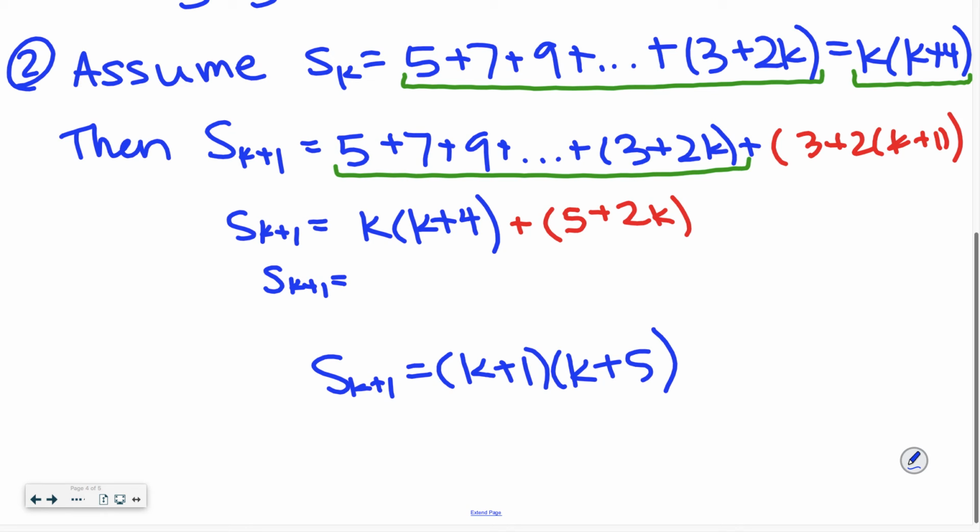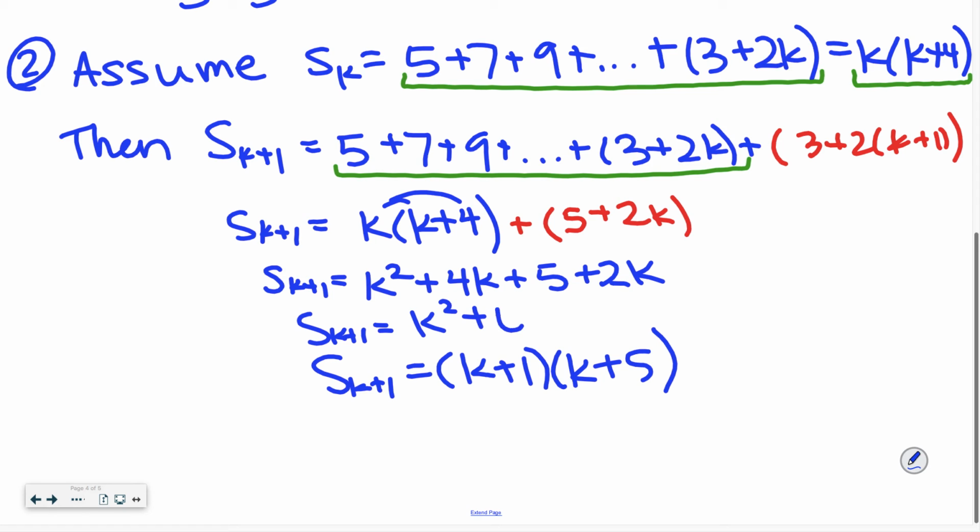Okay, and here's where your algebra needs to make sense. What we can do is distribute this to be k squared plus 4k plus 5 plus 2k. And after we would do that, we would combine like terms to be k squared plus 6k plus 5. And what does k squared plus 6k plus 5 factor to? This right here. Kaden had a question. Since it's 3 plus 2 times k plus 1, wouldn't it be 5 times 2k? Well, this would distribute through, so we would have 2k plus 2. Oh, okay. Okay, and then don't forget to conclude.